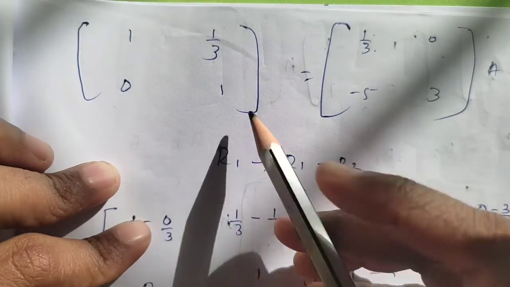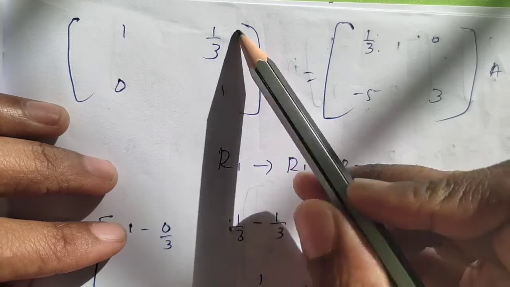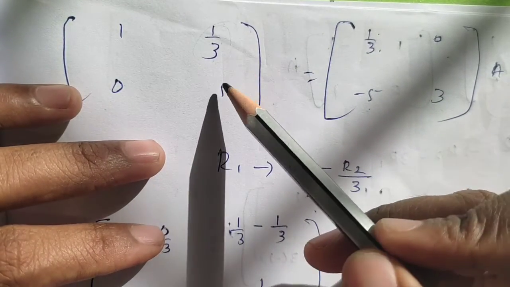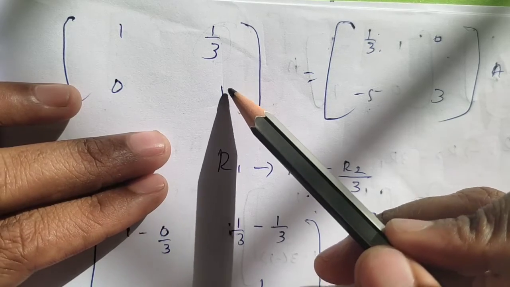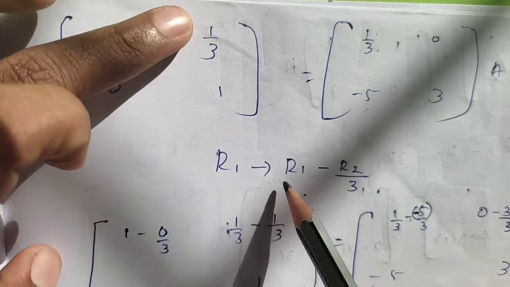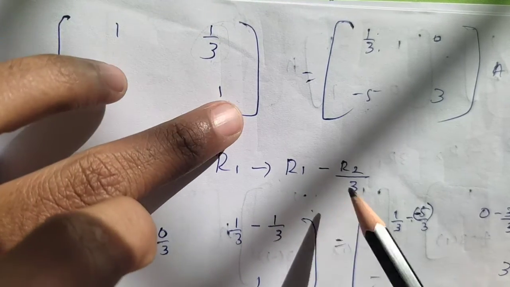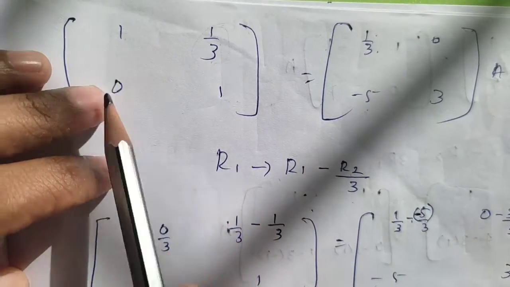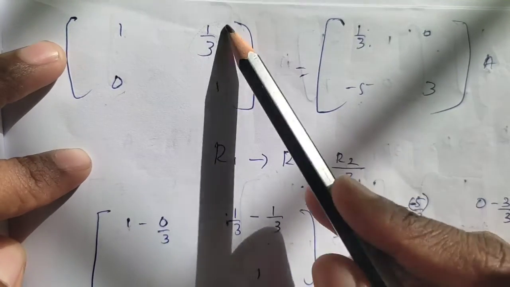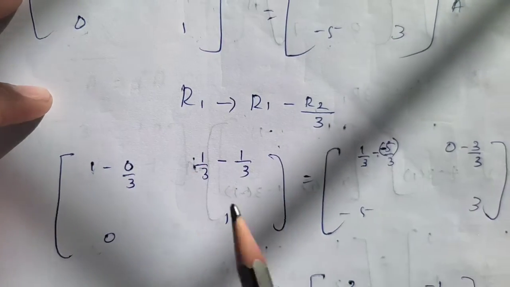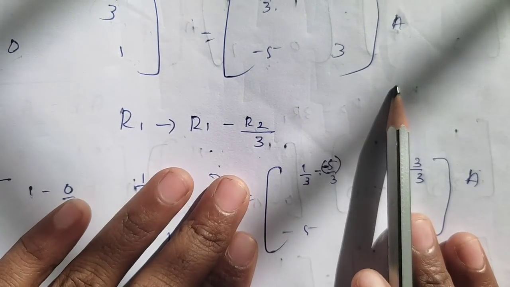We got it now. The last step is we should bring this element 0 with the help of R2. So I am just multiplying this R2 by 1 by 3 and subtracting it. That is what written here. R1 minus 1 by 3 into R2. So do it. 1 minus 0. 1 by 3 into 1 by 3. R2 is kept as it is. Same thing followed in the RHS.